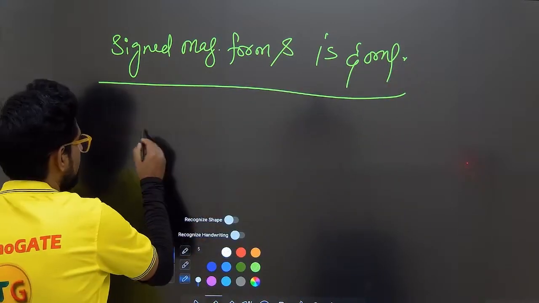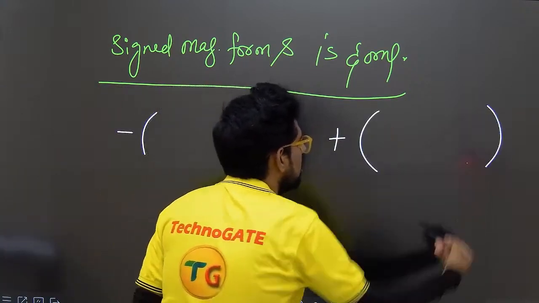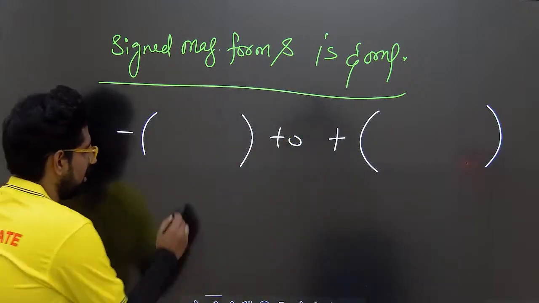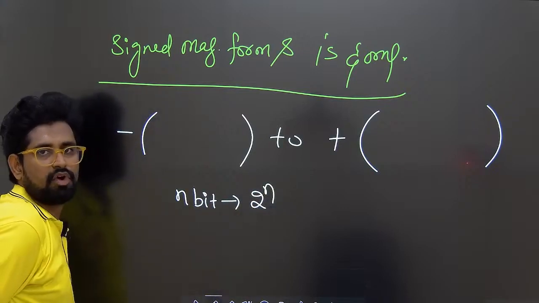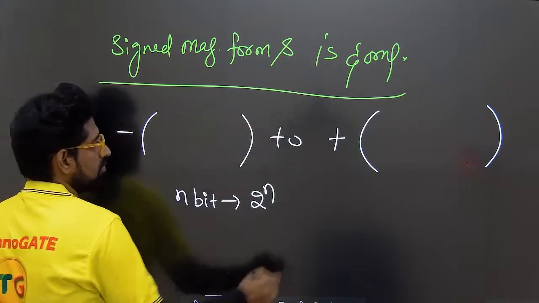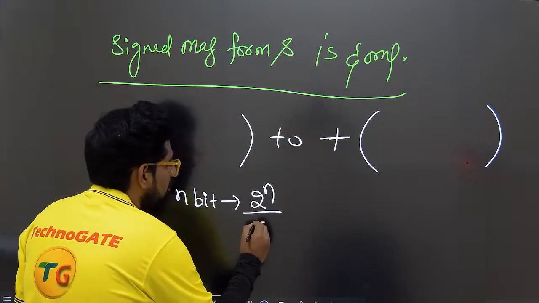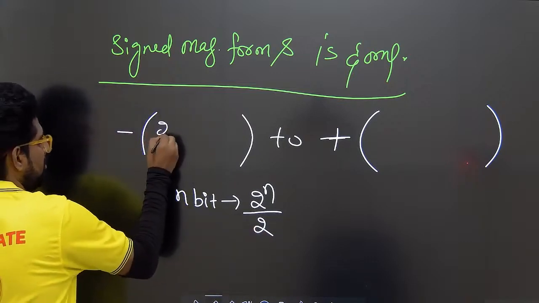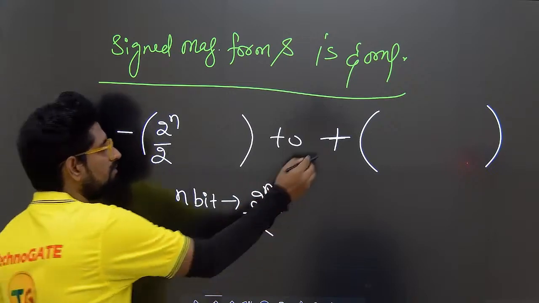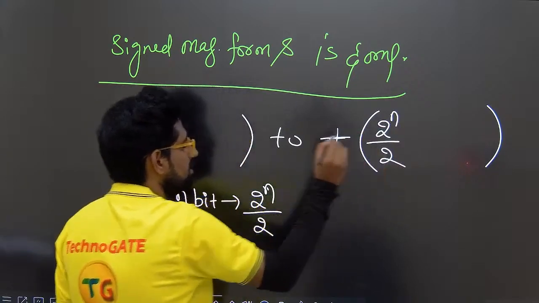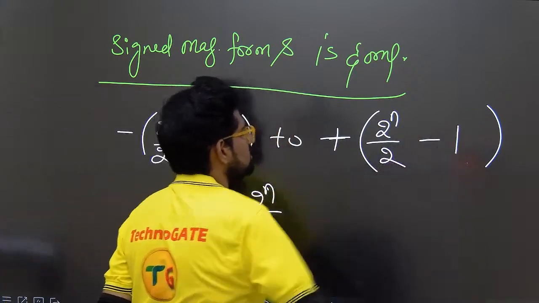So here both negative numbers and positive numbers are possible. So for n bit, generally 2 to the power of n levels are possible. But here both negative and positive, plus and minus, 2 numbers are possible. Hence I am sharing: half of the numbers are for negative, 2 to the power of n minus 1, 2 to the power of n by 2. Half of the numbers are positive. To get the maximum count, what I will do? Always subtract 1. Always subtract 1.